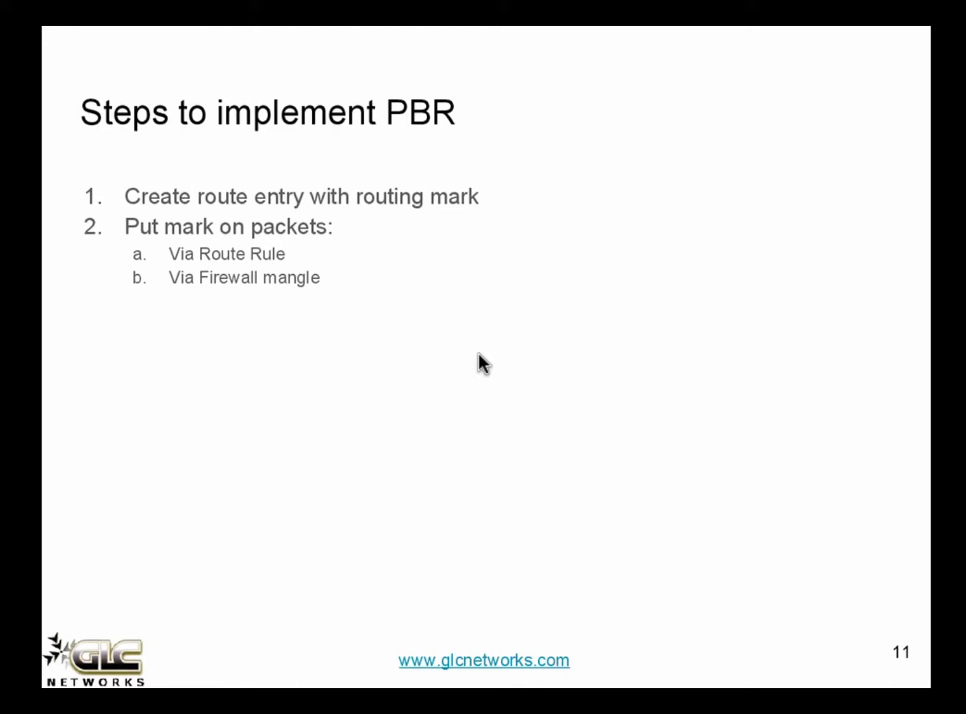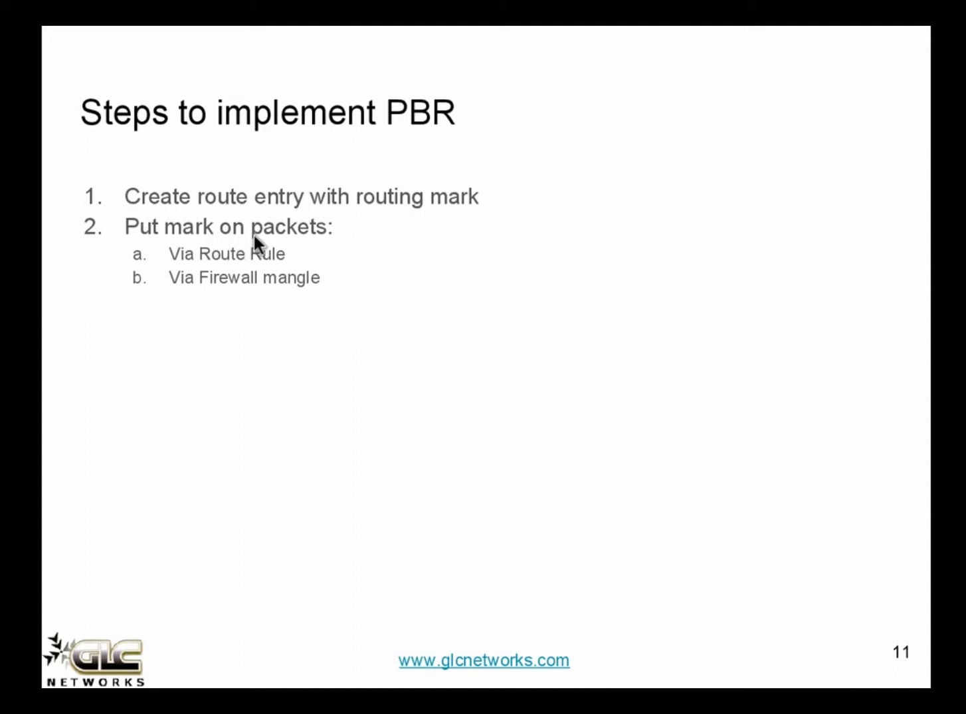Okay, so the first step is to create the routing entry with a routing mark. Why routing mark? Because we want to apply policy-based routing. We have to, because not all traffic is done that way, right? So we need the routing mark because it will steer the traffic based on the mark that is put on the packets. That's the first requirement here. You need to create a routing entry with the routing mark. Next step is you put a mark on the packet.